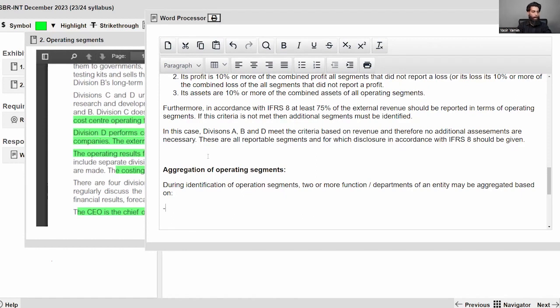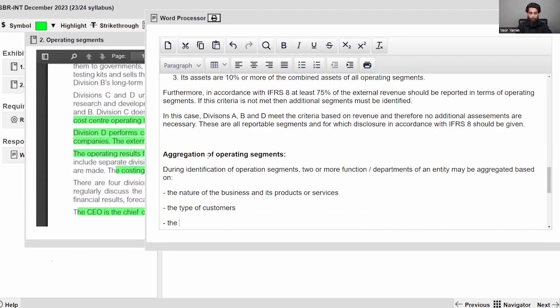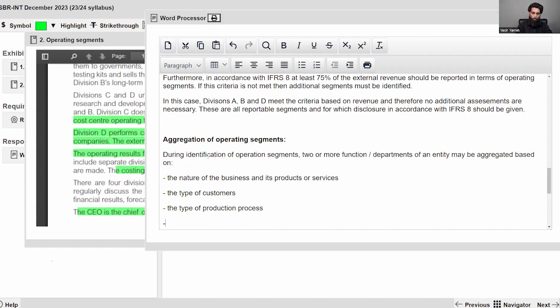The nature of the business and its products or services, the type of customers, the types of production processes, with some similar economic characteristics, and a similar economic or regulatory environment.